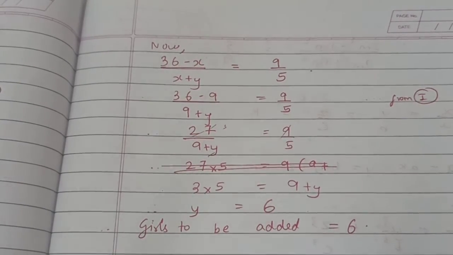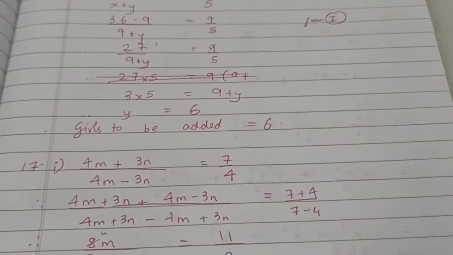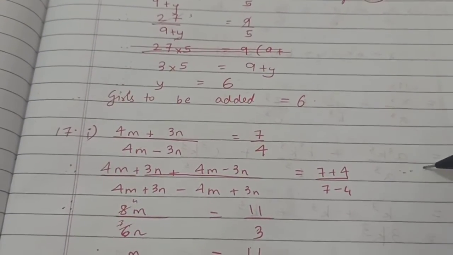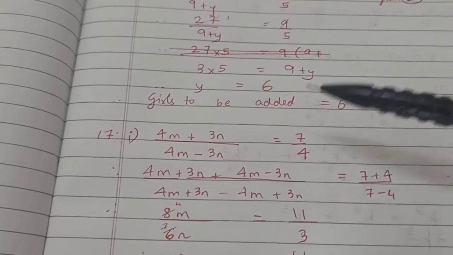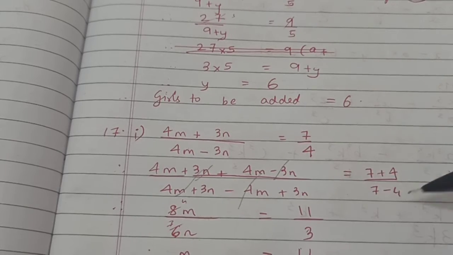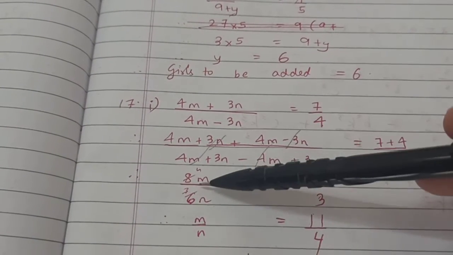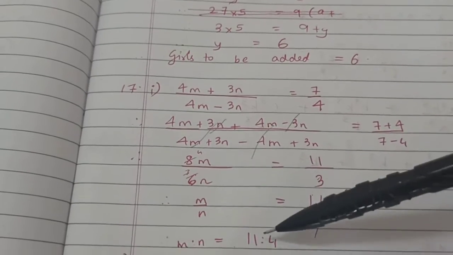Now the 17th sum. Here this ratio is given and we have to find this and this using properties of proportion. So first we'll do componendo dividendo, obviously. So right here, componendo dividendo, don't write shortcut. So 3 and 3 cancelled, 4m cancelled, and we get this. And finally just cross multiply and get the value of m upon n, which is 11:4.